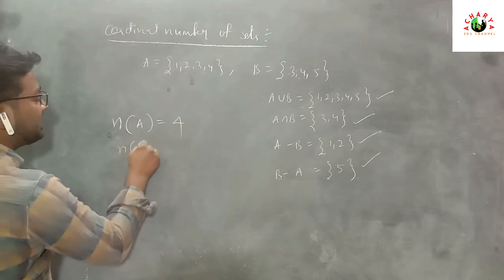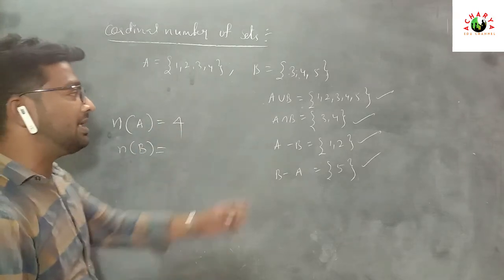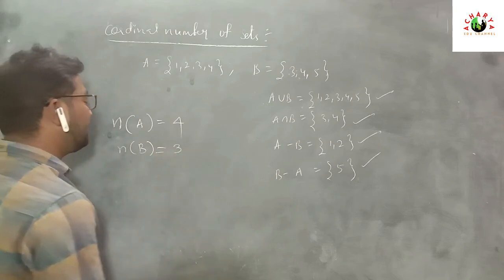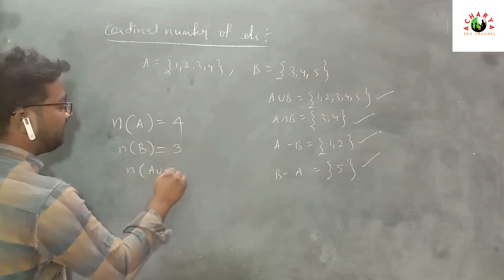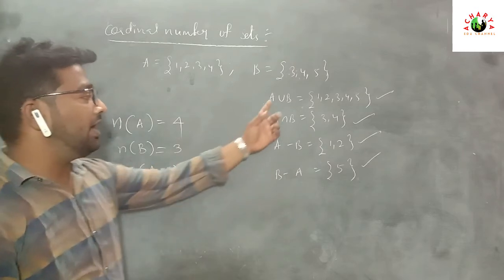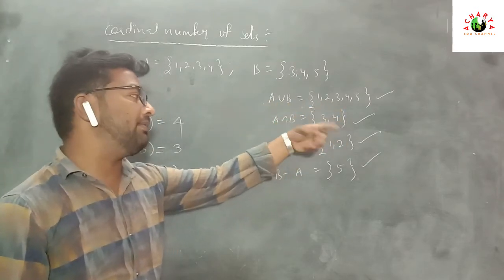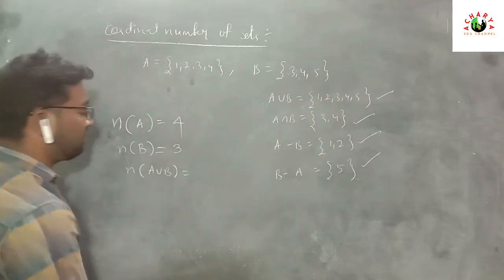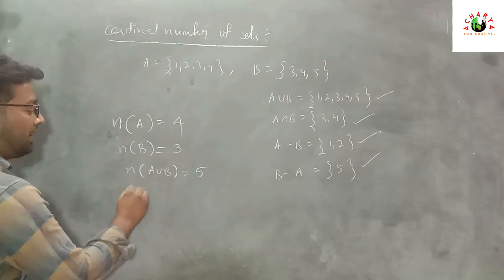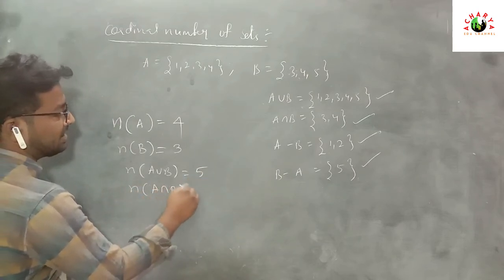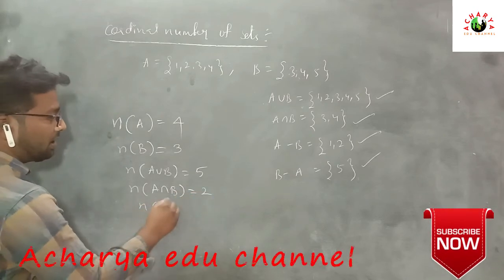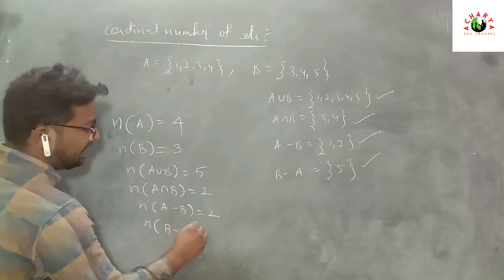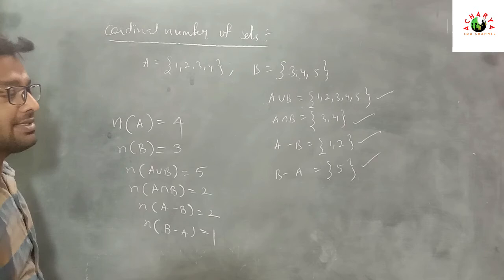Next, n of B is equal to how many elements are there in the set B? 1 2 3. Okay, so n of B is equal to 3. Next, n of A union B means in A union B how many elements are there? 1 2 3 4 5. So n of A union B is equal to 5. Next, n of A intersection B is equal to 2, n of A minus B is equal to 2, and n of B minus A is equal to 1.